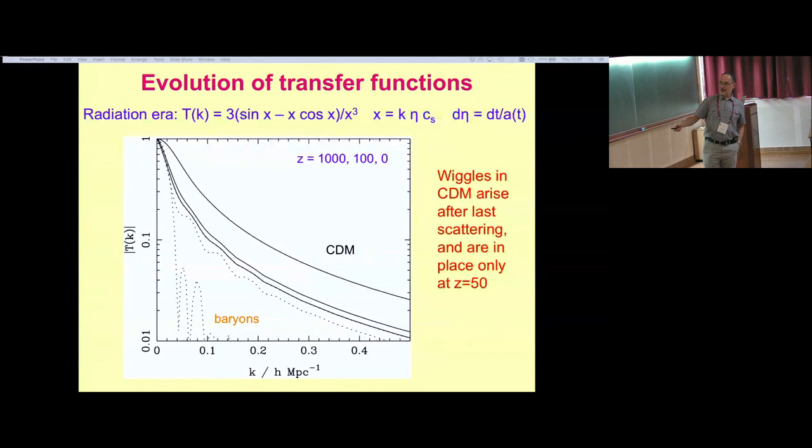These are the oscillations that come from these trig functions. And at that time, what does the transfer function of the cold dark matter look like? It's of this smooth nature here. It's probably just worth trying to emphasize why that is.